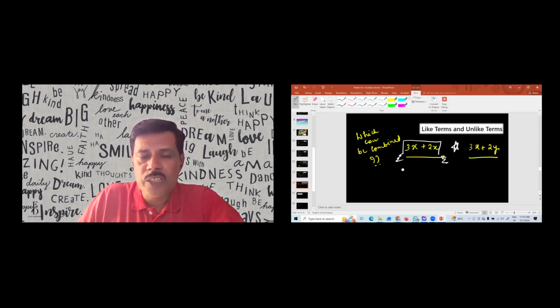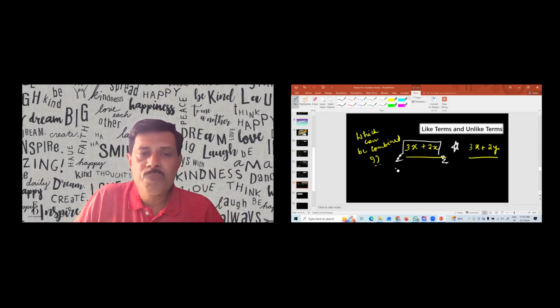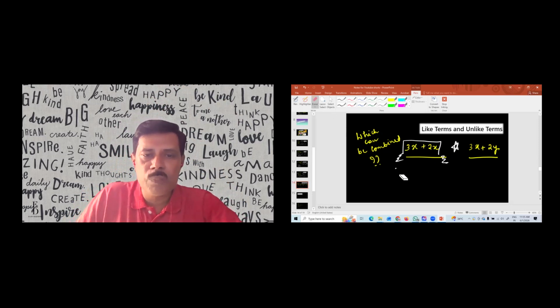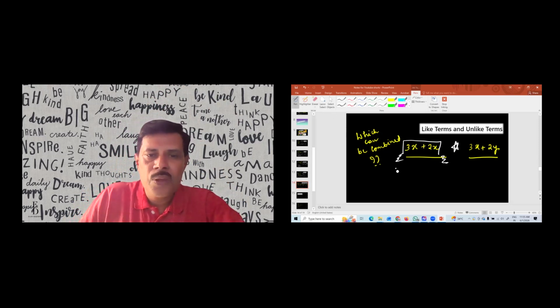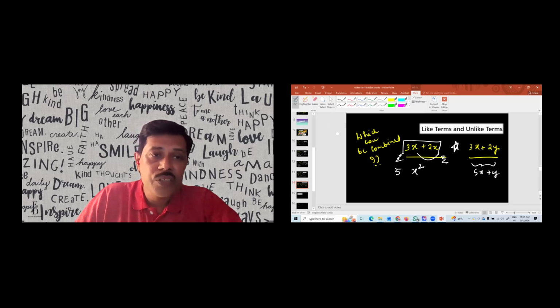Many are actually doing 3 plus 2. What is 3 plus 2? They are saying 5. But what to do with x and x, they don't know. They are just simply writing x square. Here also, if there is 3x plus 2y, they are writing 5x or 5x plus y, something like this. But which is not so.